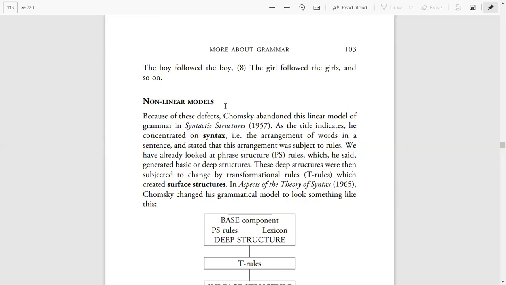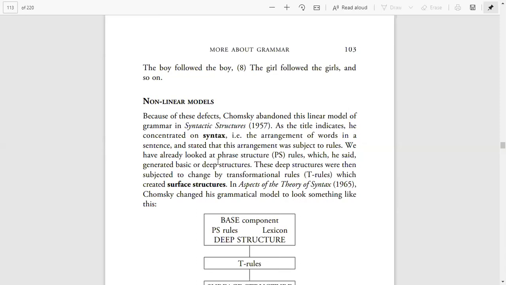As the title indicates, he concentrated on syntax, that is the arrangement of words in a sentence, and stated that this arrangement was subject to rules. So instead of just drawing new models or new diagrams or loops for each sentence, even for more complex sentences, he concentrated on syntax. What is syntax? That is the arrangement of words in a sentence or a phrase or clause. He stated that this arrangement, this syntax, is subject to rules, right?